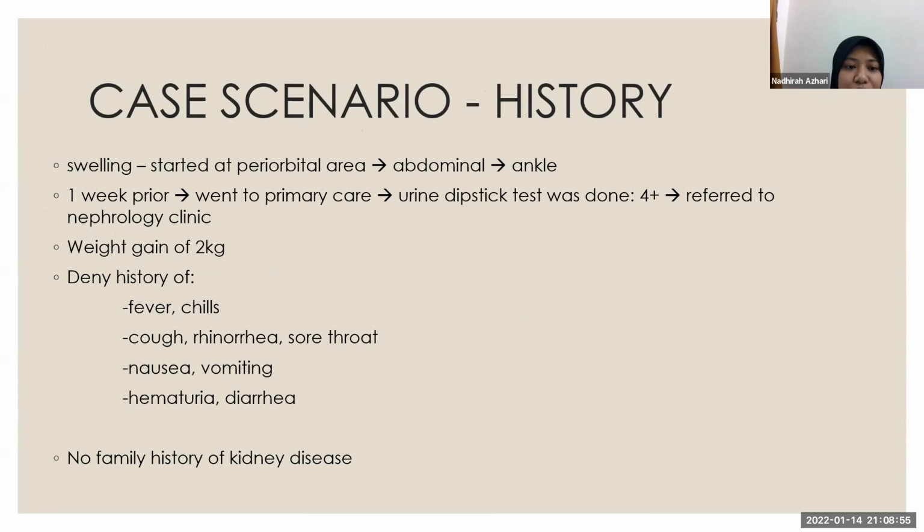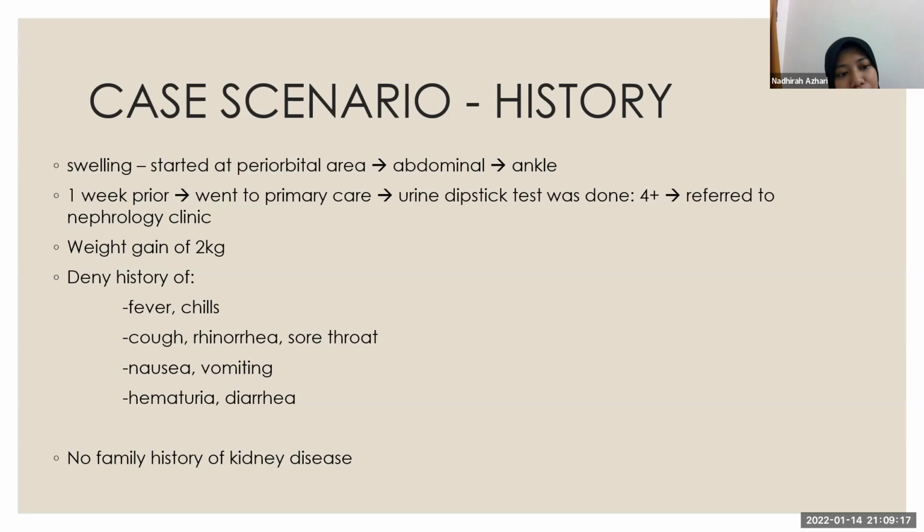So the patient has swelling which started at the periorbital area, then progressed to the abdomen, and then at the ankle. One week prior to the admission, she went to primary care and a urine dipstick test was done, and it revealed 4+ of protein, and then she was referred to the nephrology clinic.